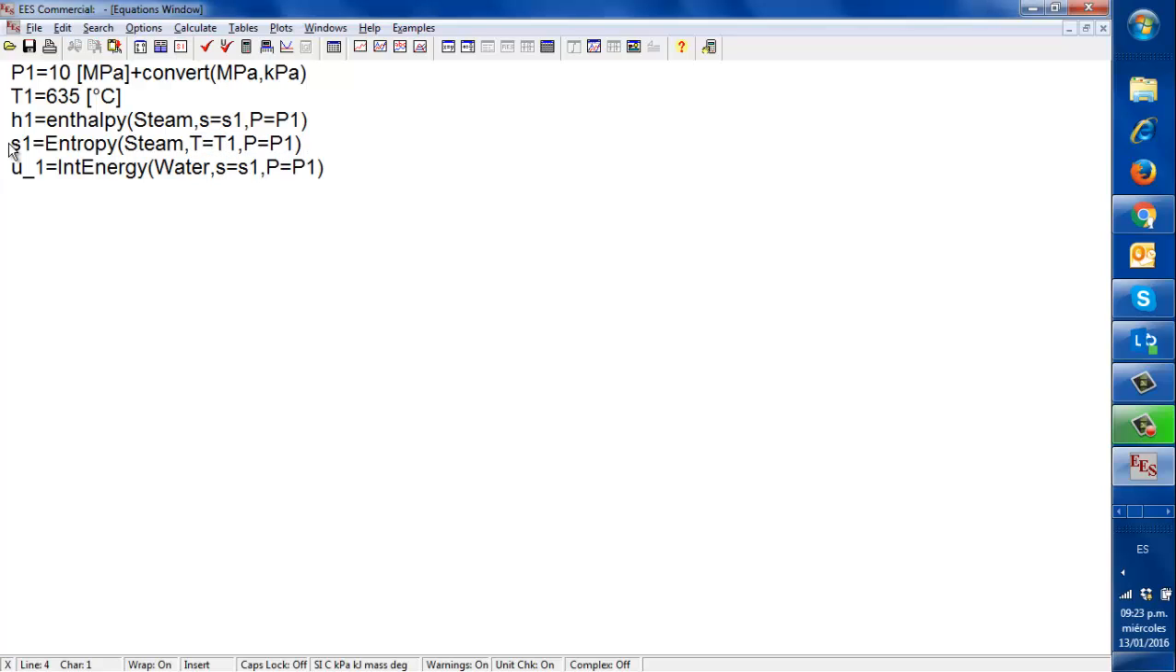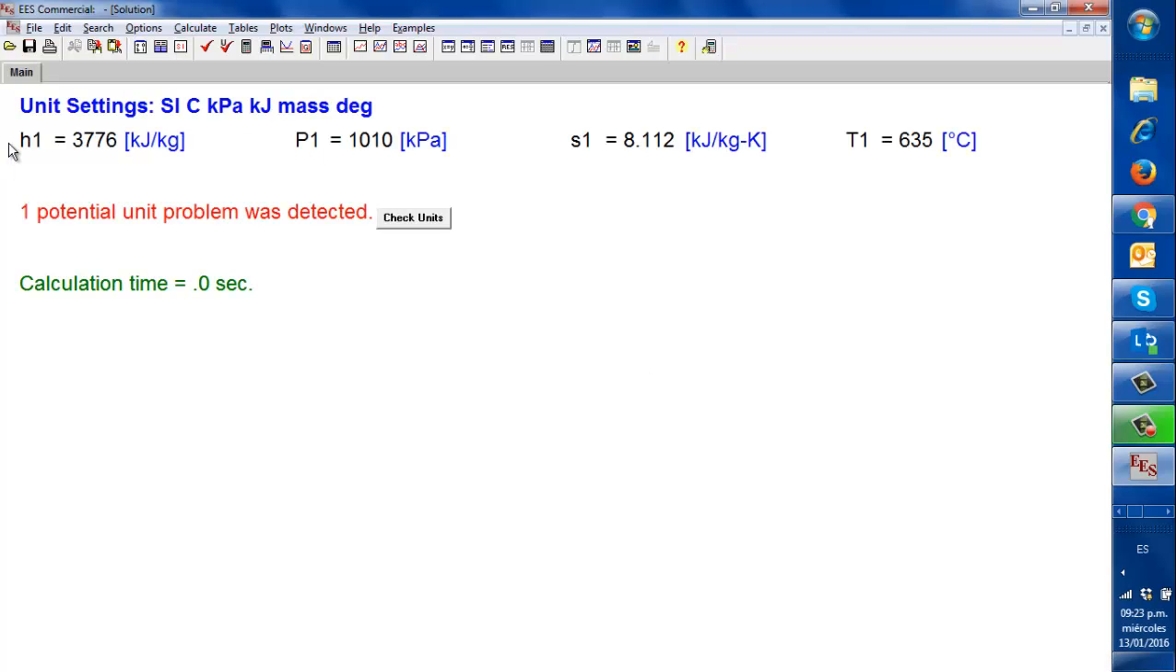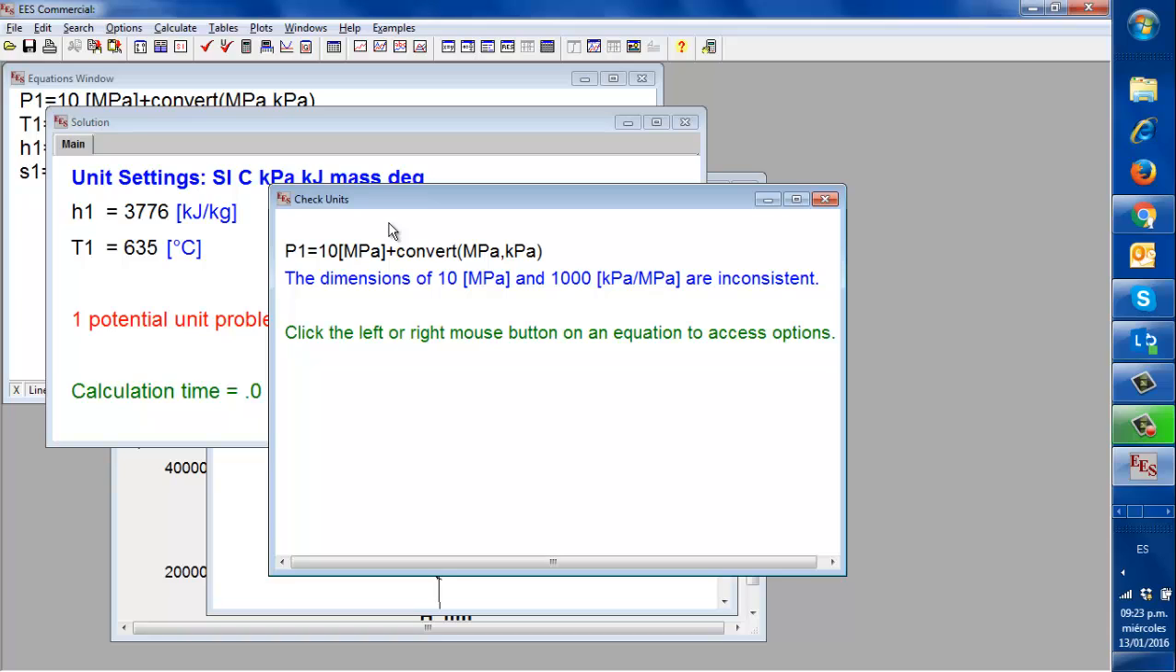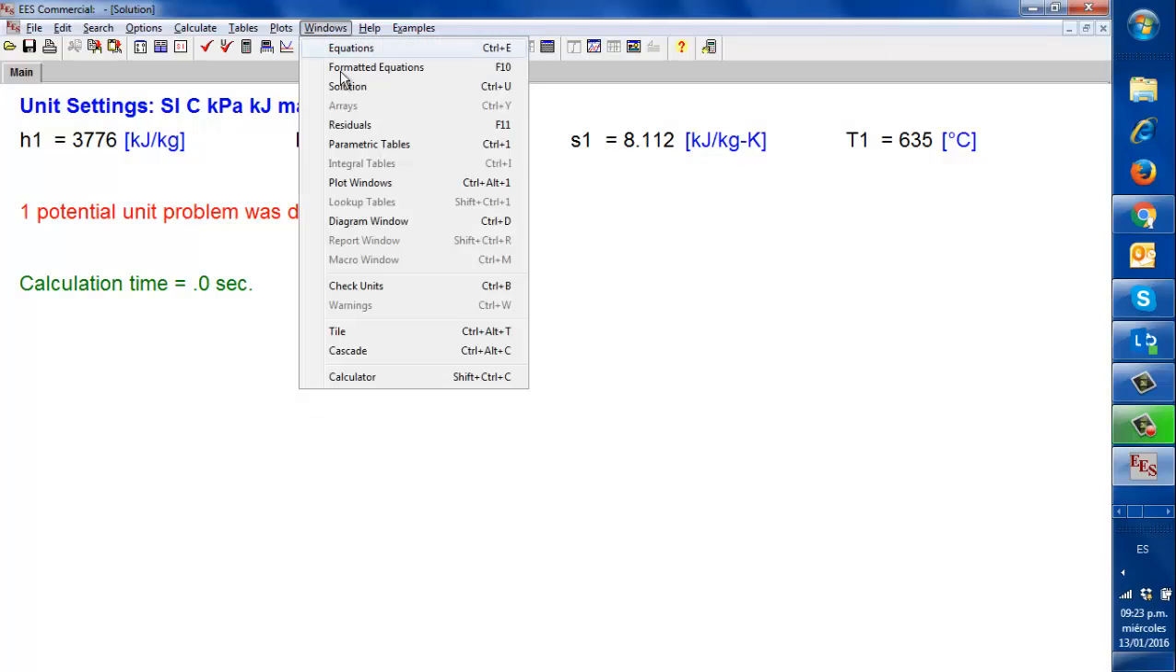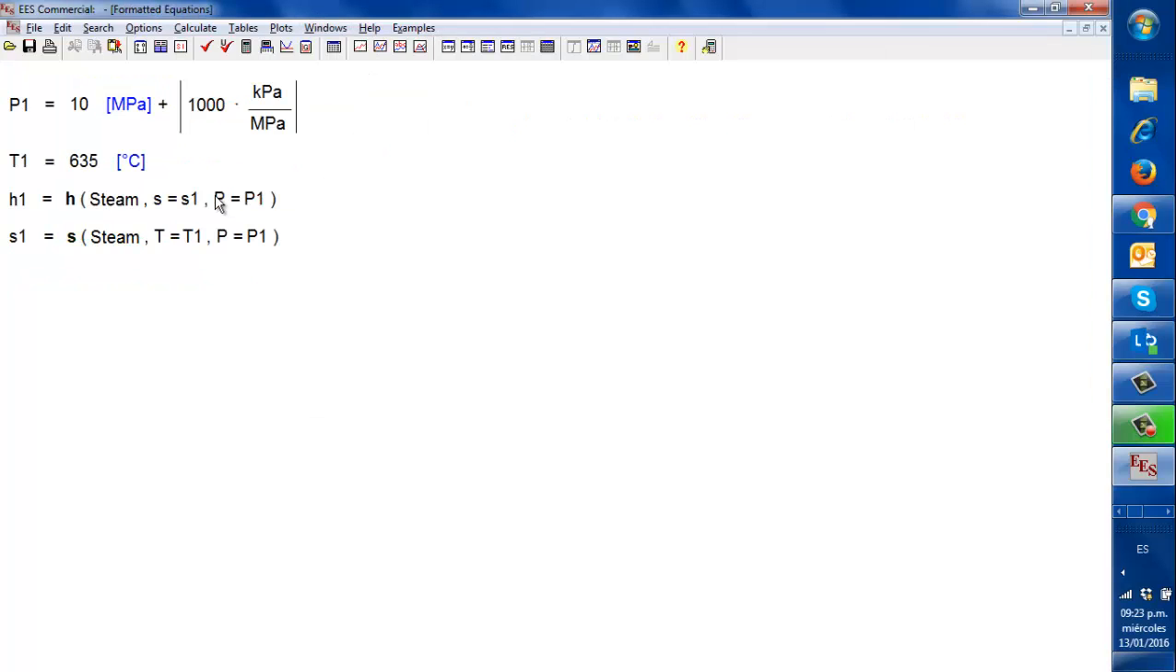Okay, and I have my initial conditions. If I press F2, I have my units. That's okay. Check units. I would like to see my formatted windows. It shows me the conversion factor.